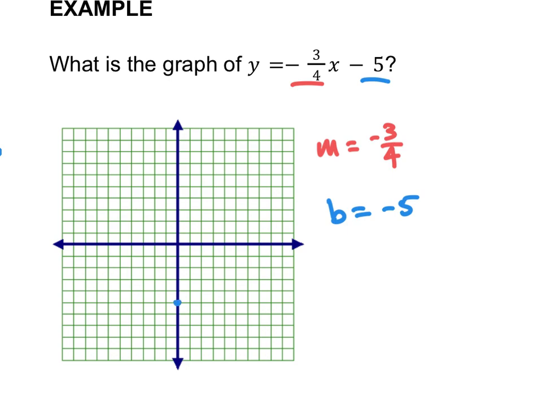I'm going to start here by plotting negative 5 on the y-axis. And then because I have a slope of negative 3/4, my slope is going to go down to the right. So positive, negative, 0, undefined. Because it's negative, I'm going to go this way. All right, so I'm going to go down 3, 1, 2, 3 over 1, 2, 3, 4. And I'm going to plot a point. So 1, 2, 3, 1, 2, 3, 4. And that's my point. Now, that's really all I need.